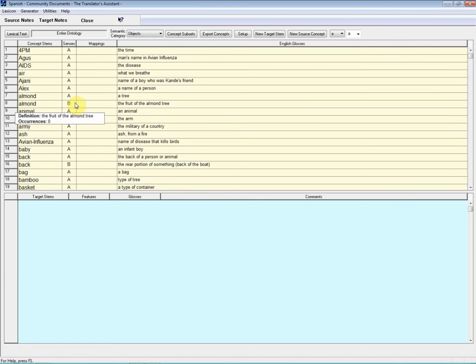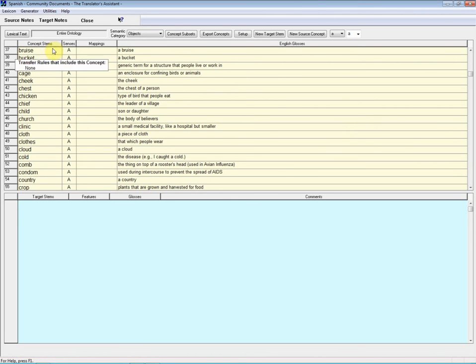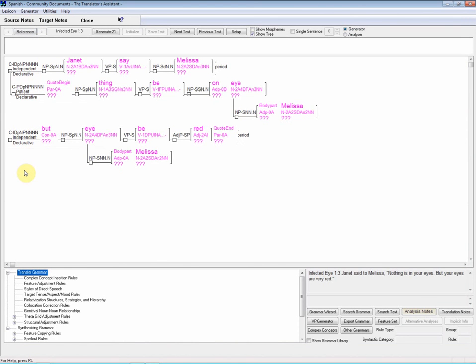Here's just the nouns, or more correctly, semantically speaking, they're objects. And you can go through the nouns and look at them. Again, you saw almond there. We have a sense for the tree and a sense for the fruit of the tree. Back is the back of a person, or the rear portion of something. And you can just go through and take a look at those. The next demo, we're going to take a look at the semantic features, which are an equally important part.